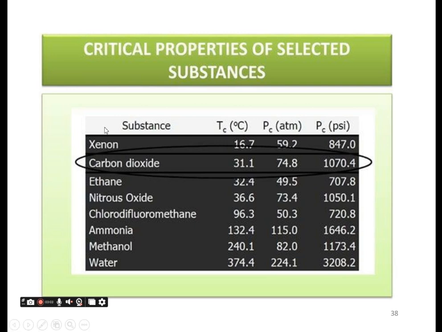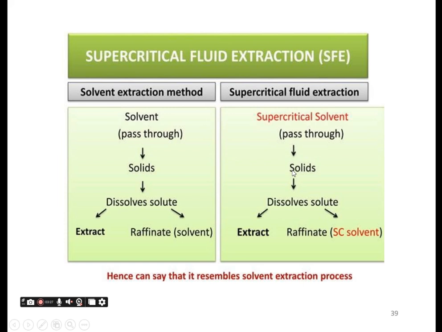So here are some substances that behave like a supercritical fluid, with their temperature condition and pressure condition, atmospheric and pounds per square inch. For carbon dioxide, if the temperature is 31.1 and the pressure 70.4, then it behaves like a supercritical fluid.